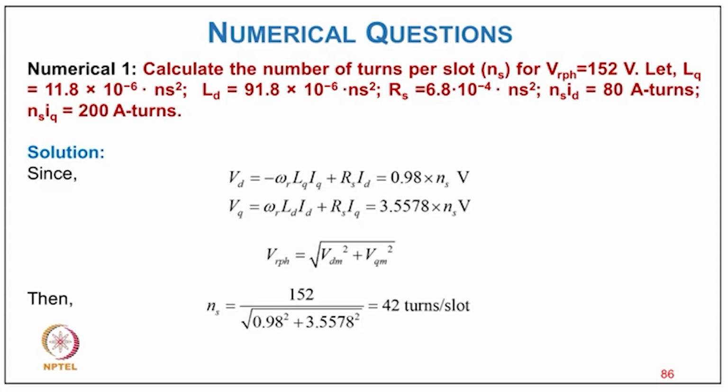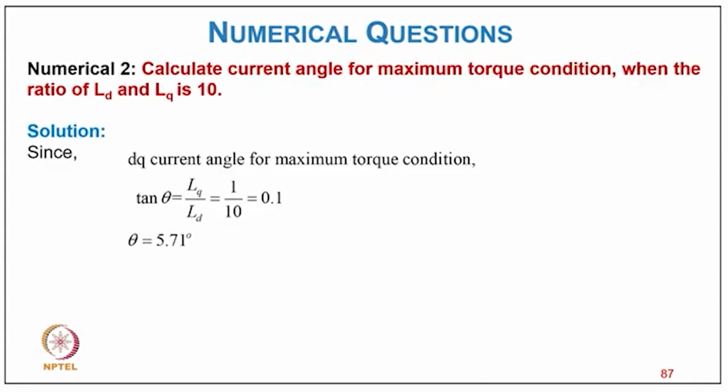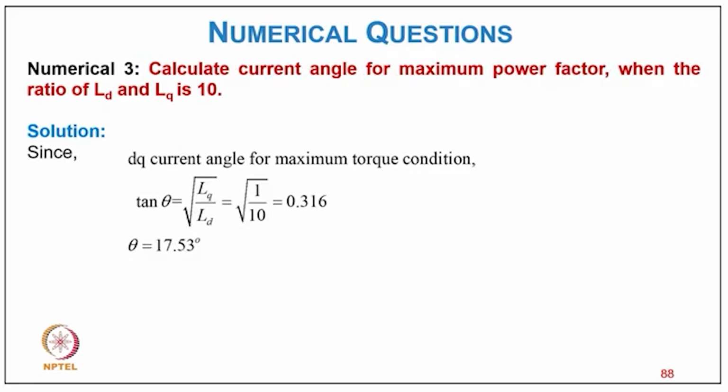So since VD equal to minus omega R LQ IQ plus RS ID, that is 0.98 into NS V, and VQ equal to omega R LD ID plus RS IQ equal to 3.5578 NS V. So V phase equal to the square root of VD square plus VQ square. So NS equal to 152 over 3.68, about 42 turns per slot. And numerical 2, calculate the current angle for maximum torque when the ratio of LD and LQ is 10. So the DQ angle for maximum torque, tan theta equal to square root of LD upon LQ, which is 1 upon 10, so theta from here comes to 5.71 degrees.